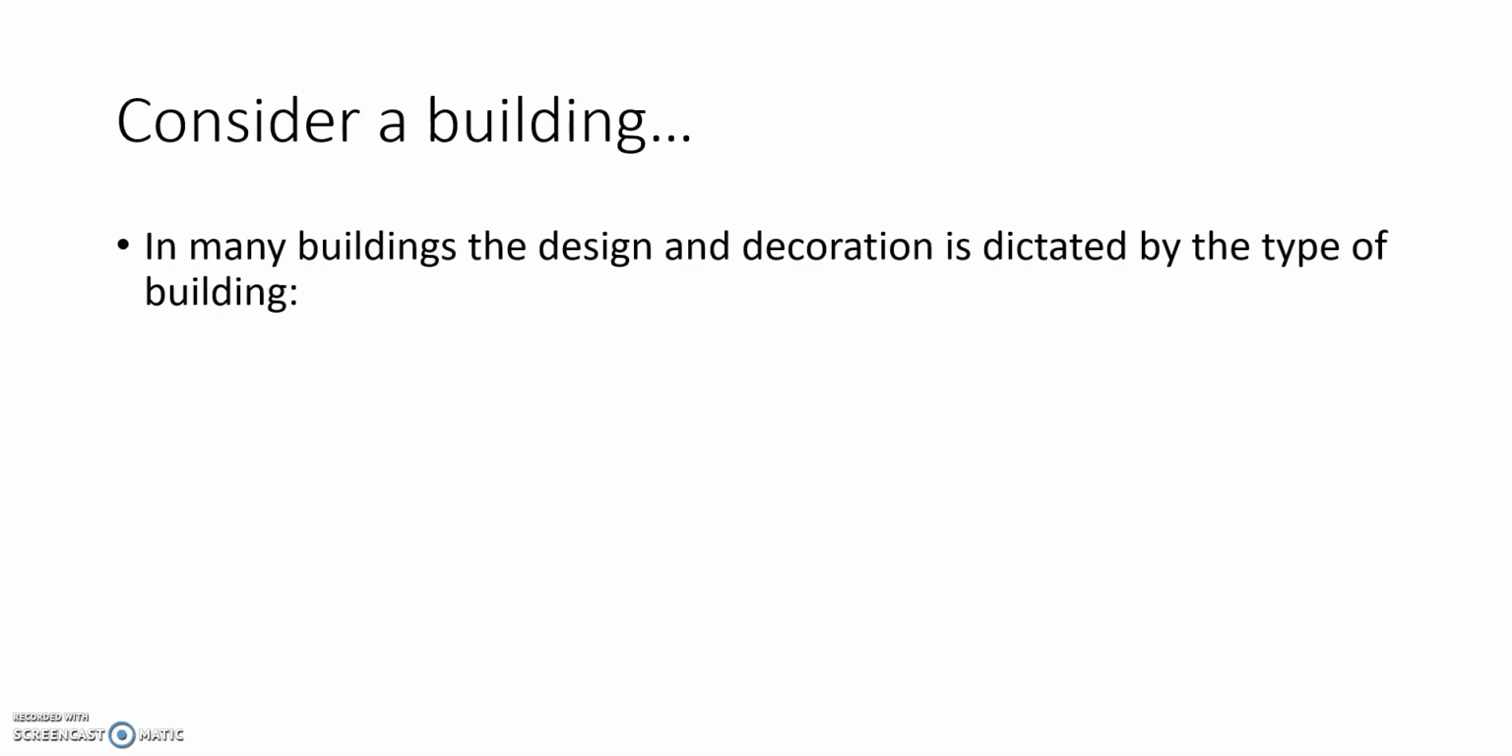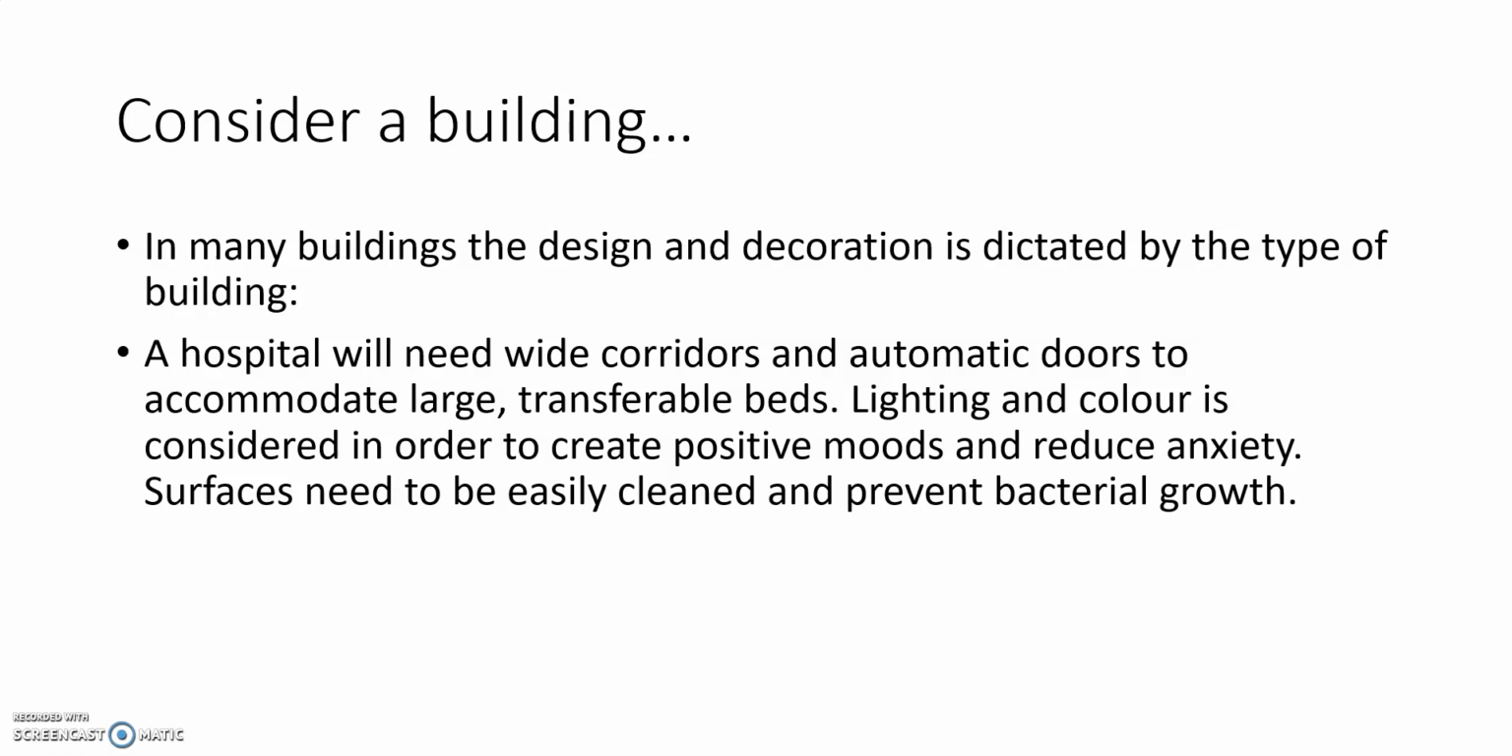Anyway, moving on. With many buildings, you will see that the design and the decoration, so the language and the structure, is dictated by the type of building, by the form. So, for example, a hospital, probably an appropriate form of building to be discussing in the current coronavirus crisis. A hospital needs wide corridors and automatic doors, so this is the design and decoration to accommodate large transferable beds. I didn't know this, but the lighting and colour in hospitals is chosen to create positive moods and reduce anxiety. So if you notice a lot of hospitals have similar interior design, it's all because of that. And the surfaces need to be easily cleaned and prevent bacterial growth.